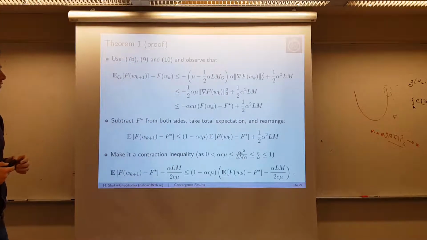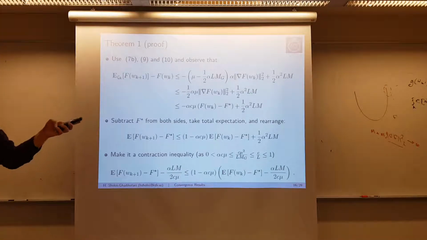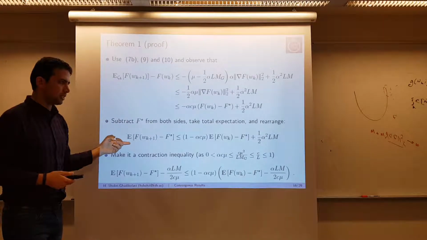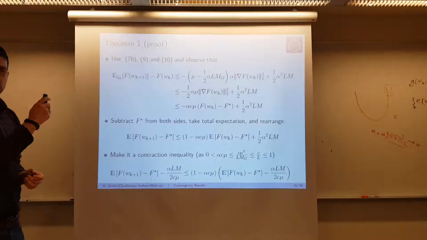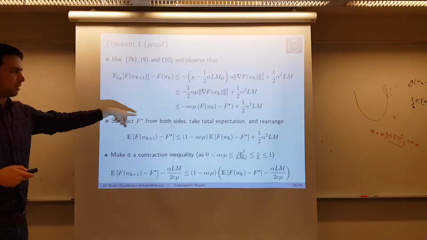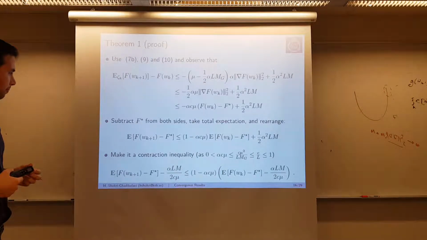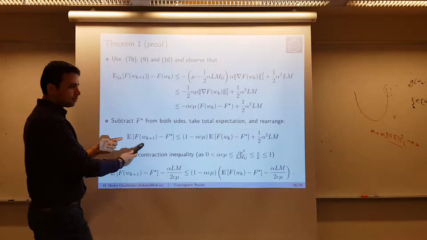Okay? And then now what we need is to subtract f star from both sides, take the total expectation, and just rearrange everything, and then you can end up with this. If you like, we can do it as homework and then try to evaluate it, but that's very simple. Actually, this is the whole thing that you need to know. And then finally, we will end up with something like this.